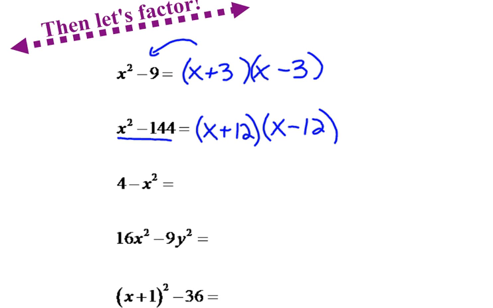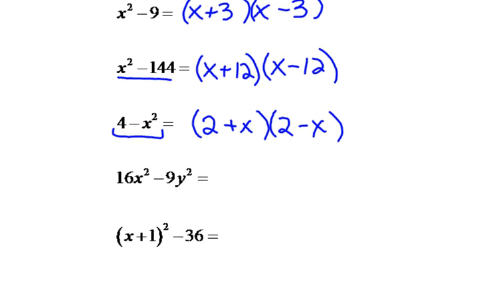Now I'm writing the addition sign first on all of these, but it doesn't matter. It could have been x minus 12 times x plus 12. This is still a difference of perfect squares, even though the 4 comes first. Since the 4 comes first, the 2 is going to come first in both of our expressions. 2 plus x, 2 minus x.